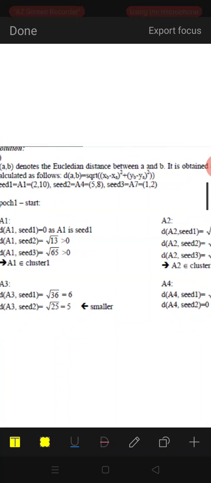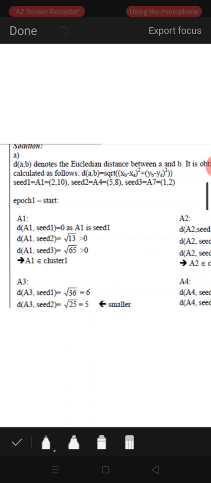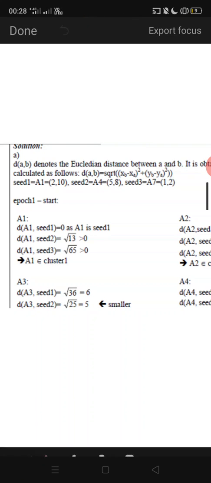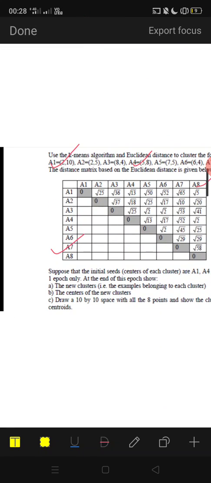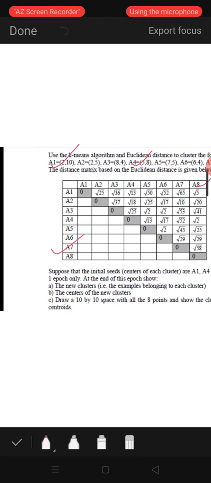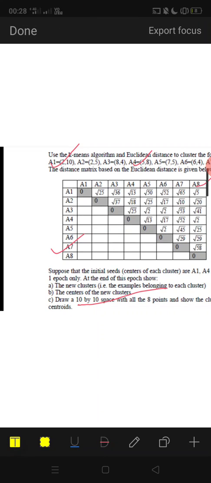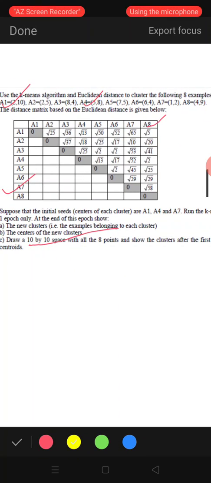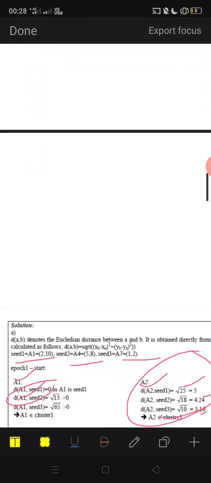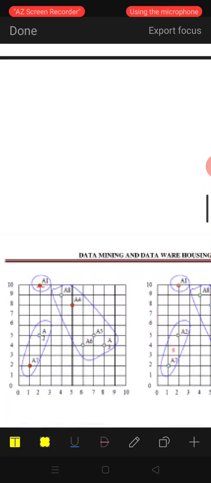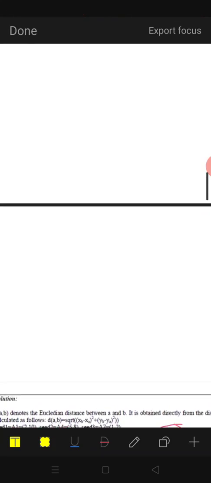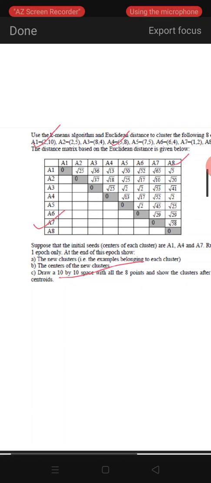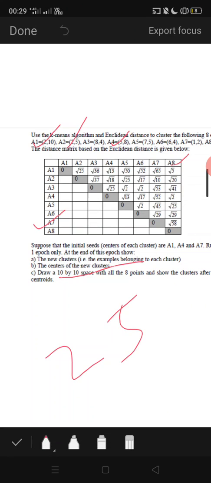What is A2? Don't get confused. Go to the question first. A2 is 2, 5. A7 is 1, 2. When I say A2, A7, I have to calculate the new centers. A2 is 2, 5, and A7 is 1, 2.